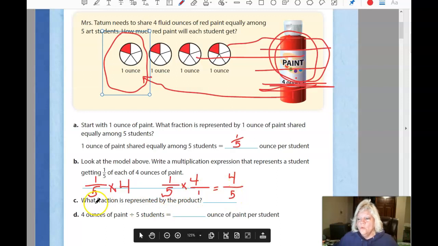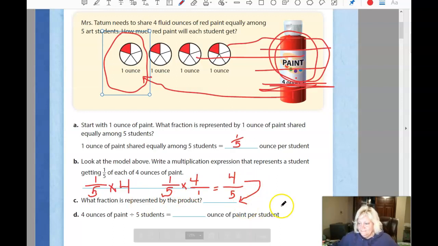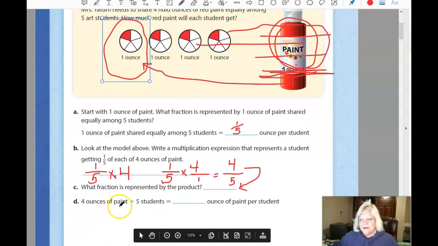So the answer, what fraction is represented? Right there's your answer, 4/5. So you're going to get 4/5. Okay, so 4 ounces of paint divided by 5 students equals 4/5 of an ounce of paint per student.